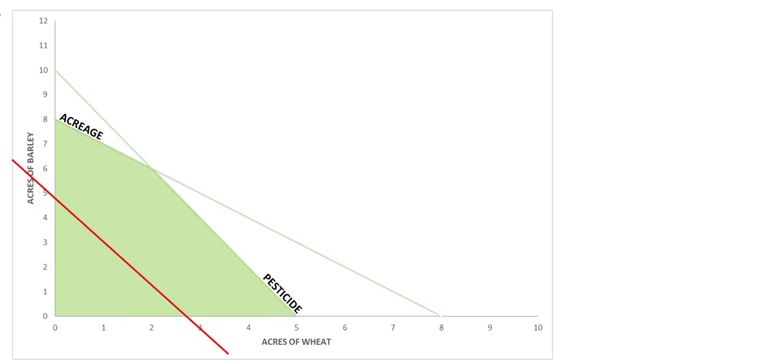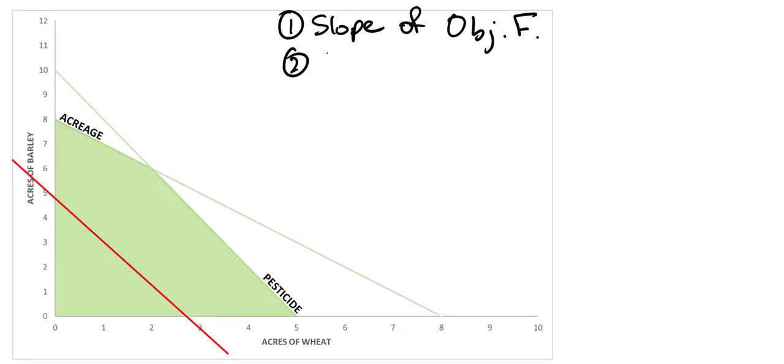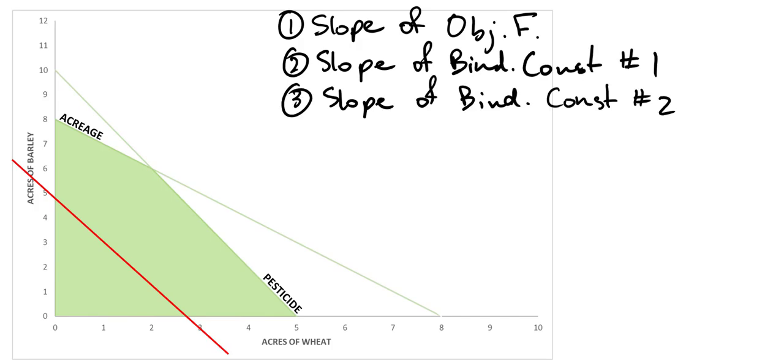What we are going to need in order to see how much the slope of the objective function can be altered is three things. One, we will need the slope of the objective function. And then second and third, we will need the slope of the two binding constraints. With those three things and a little bit of math, we will be able to perform sensitivity analysis on the objective function. So let's begin by dealing with the slope of the two binding constraints.